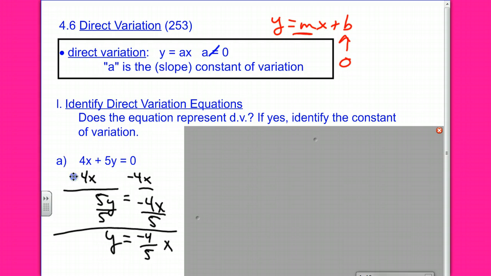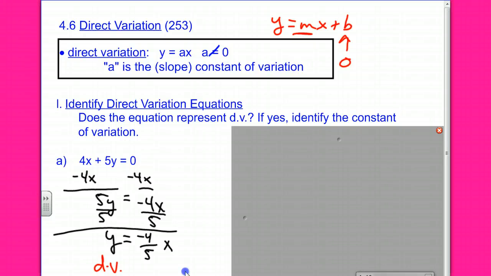All right. Now, is this direct variation? Well, it is an equation that does look like this model, doesn't it? We don't see any plus a constant. So if we were going to put something there, we would put plus 0, right? So we can say, yes, this is direct variation. And then the constant of variation, we'll call a equals negative 4/5, which again looks like the slope, and it is the slope. So go ahead and pause and try this one.